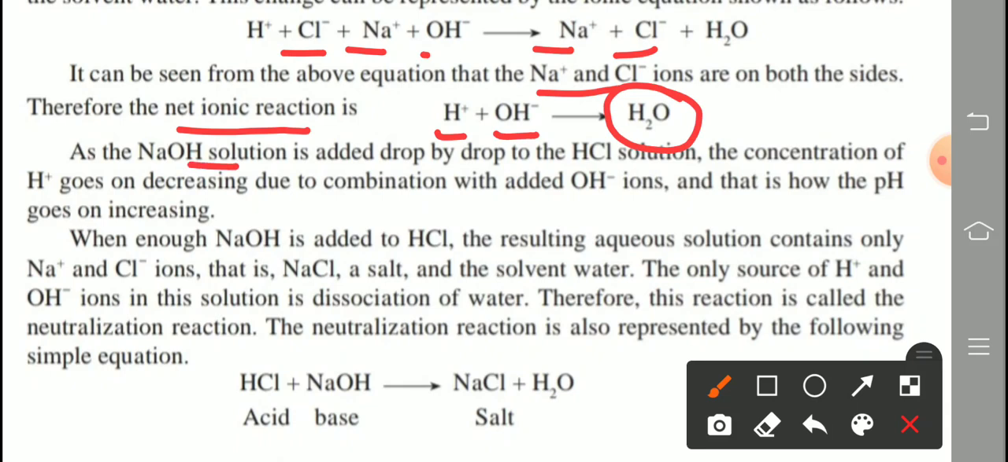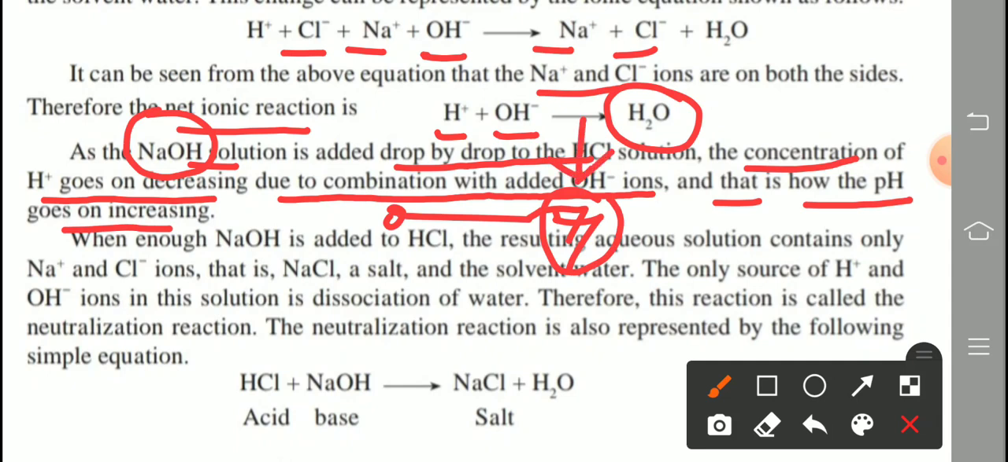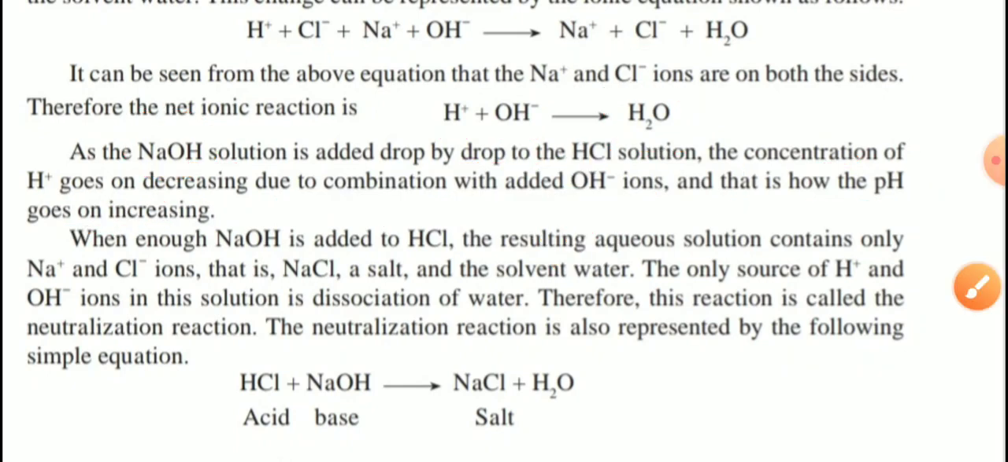As the NaOH solution is added drop by drop to the HCl solution, the concentration of hydrogen ion, underline, very important, goes on decreasing due to combination with added OH minus ion, because in NaOH which ions are present? OH minus ions. And that is how the pH goes on increasing from 0 up to pH 7. So acidic nature decreases, and exactly pH 7 means neutralization takes place.